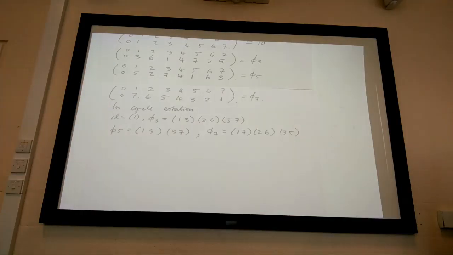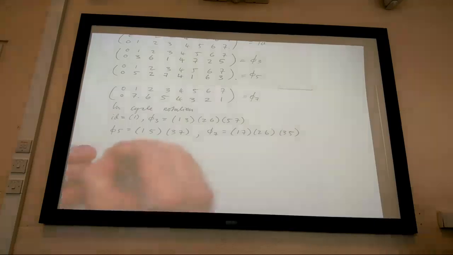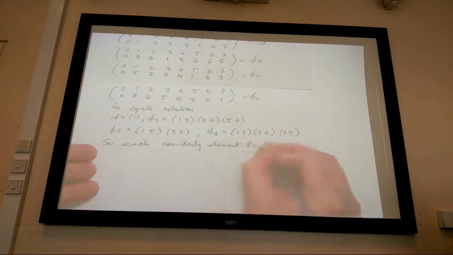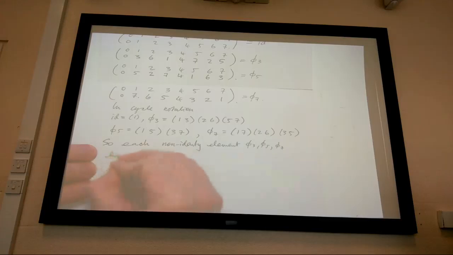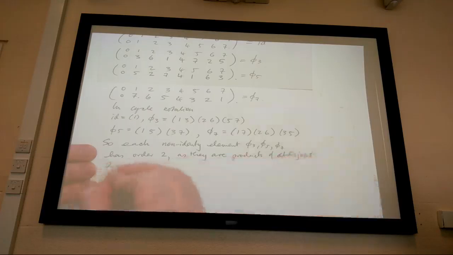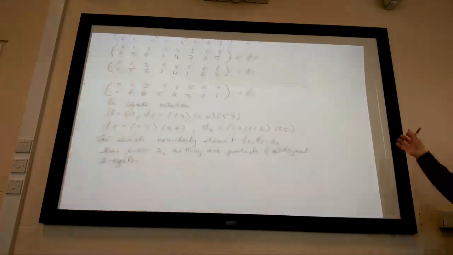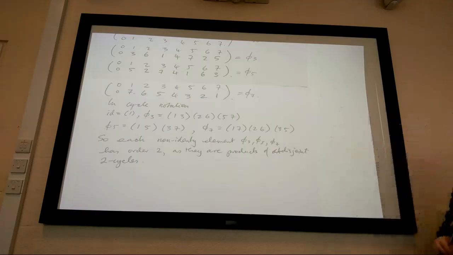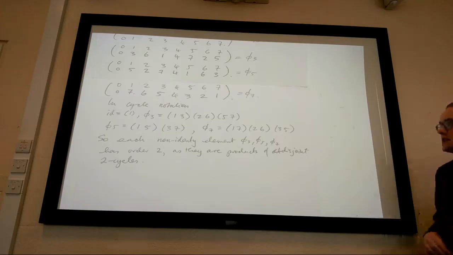They're all products of disjoint two cycles. So every non-identity element has order 2, as they are products of disjoint transpositions, two cycles. Remember, if you're looking at a product of cycles, the order of the element is the least common multiple of the lengths of the cycles. So each of the disjoint cycles is order 2, so the non-identity elements have order 2.